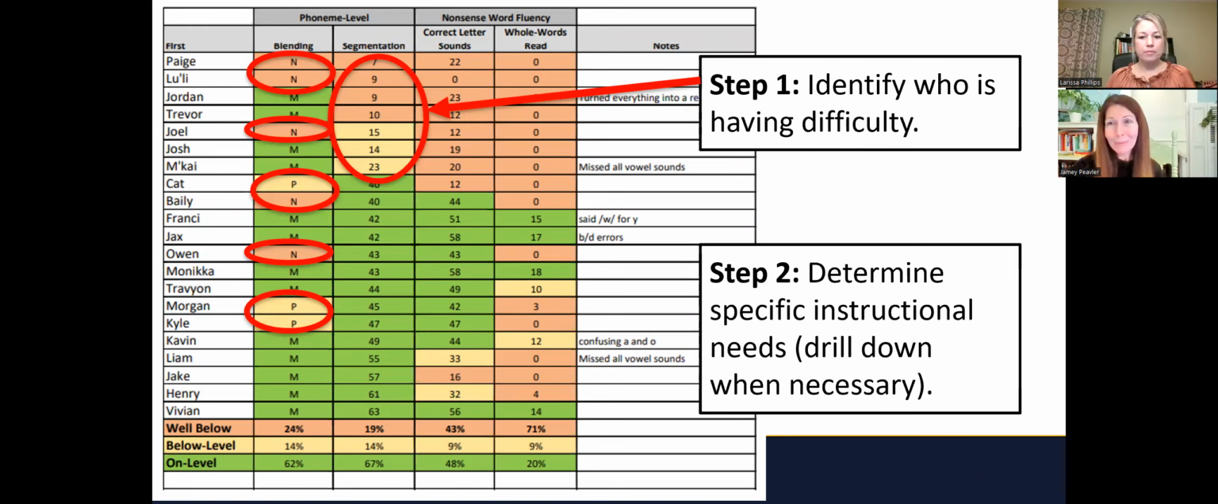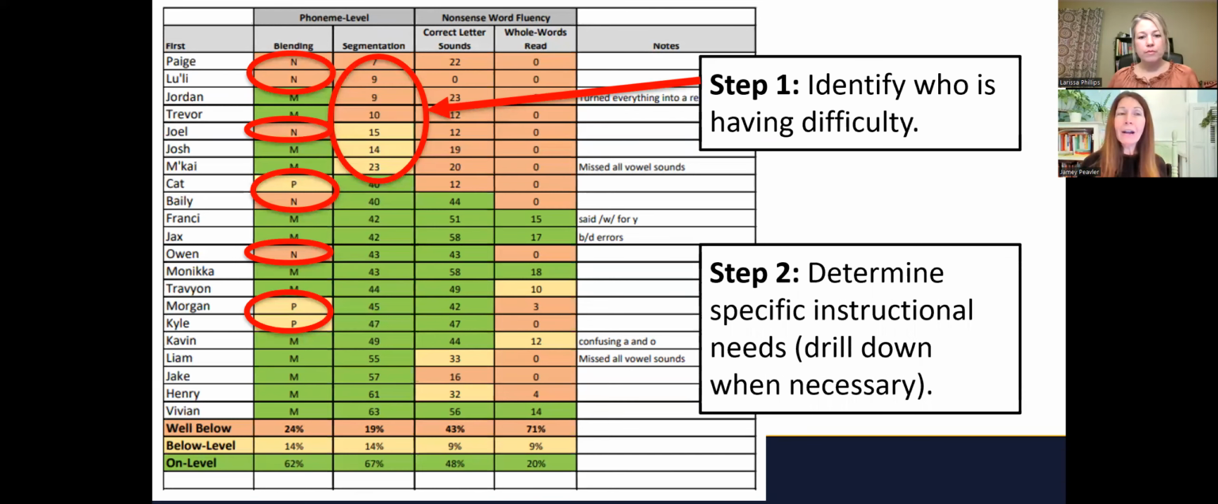So here's a data sample, and this is a school, real kids, that took 3 different assessments. They took a phoneme blending and auditory blending assessment. So the teacher said sounds, the student repeated back the word that those sounds created. They did a phoneme segmentation fluency assessment. Teacher said the word, students segmented the word into speech sounds. And then they did a nonsense word fluency assessment. So there's 2 columns to represent that data, their correct letter sounds and then their whole words read.